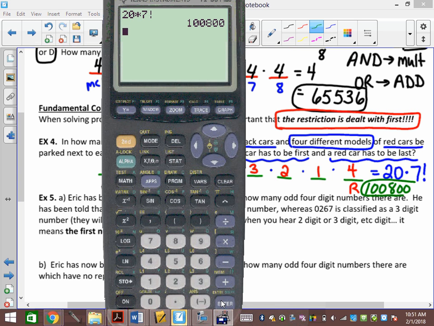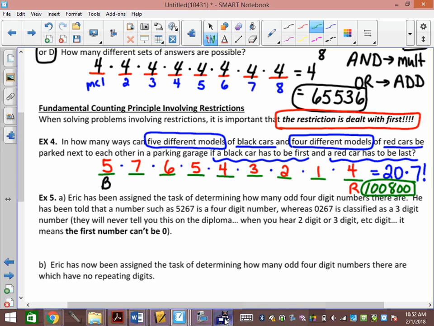So there's 100,800 ways that I could rearrange these 9 cars with a black car at the front and a red car at the back. So if you're someone who thinks you're going to list all the options, you're probably going to miss 1 or 2 or a few thousand of them, okay? And you're not going to finish the test. So you have to know how to do your question.